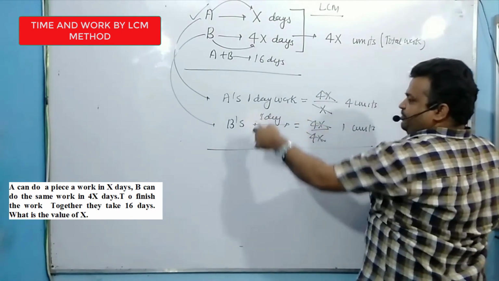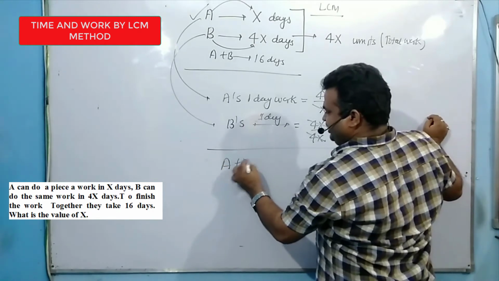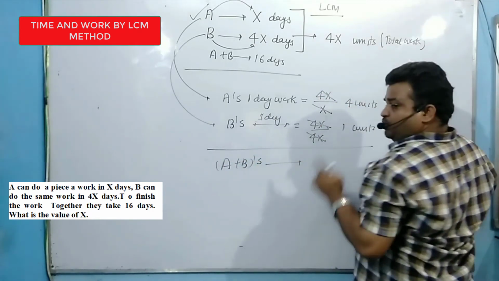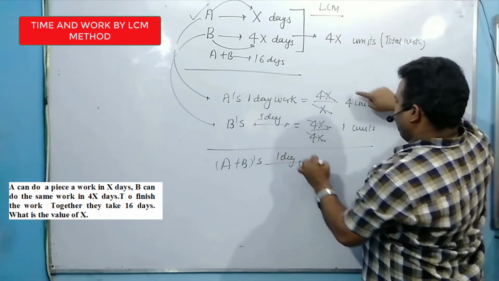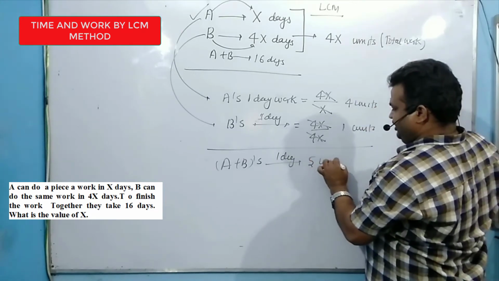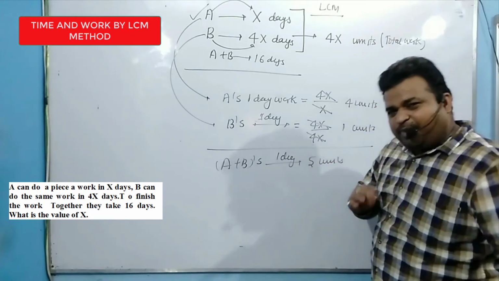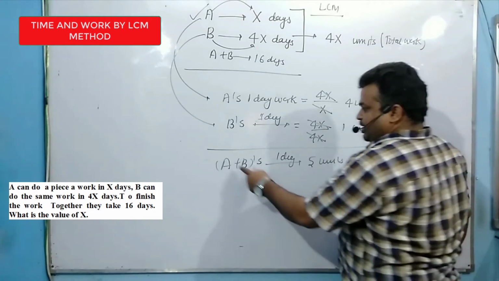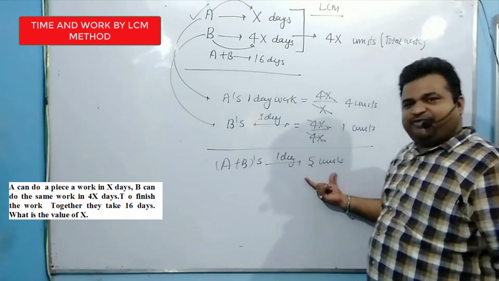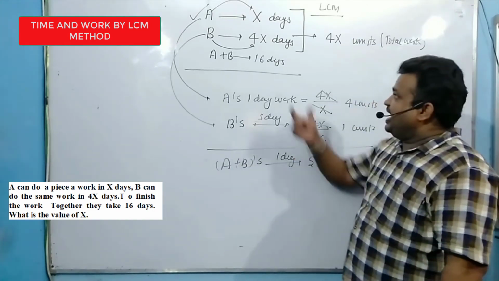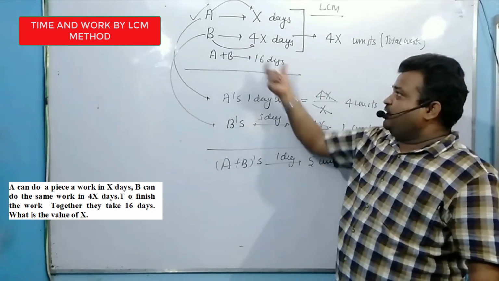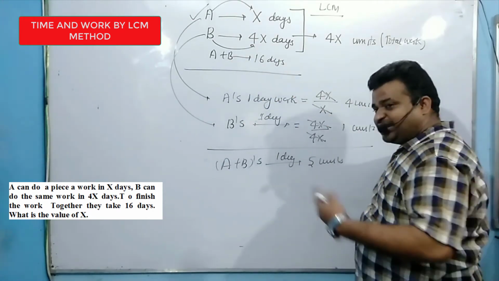Now A and B together. So A plus B's one day work is what? 4 plus 1, 5 units. Okay. Now what is given already? So this is A plus B's one day work is 5 units, and A plus B together take how many days? 16 days. Okay, कैसे आया होगा?